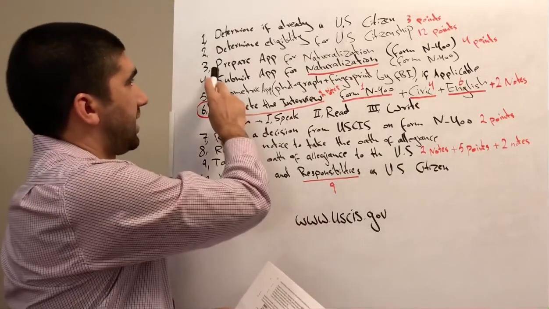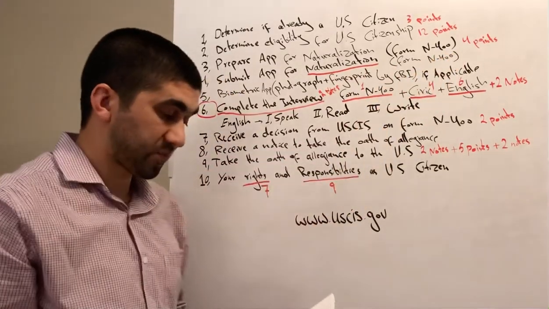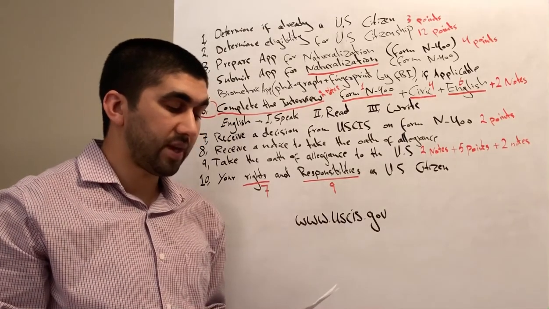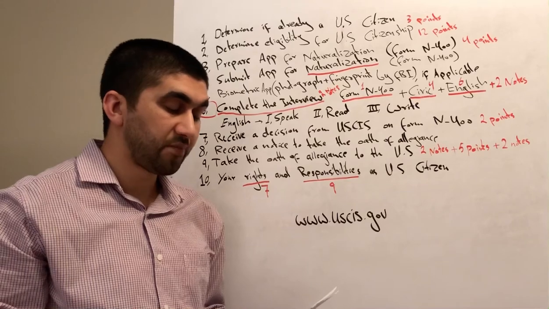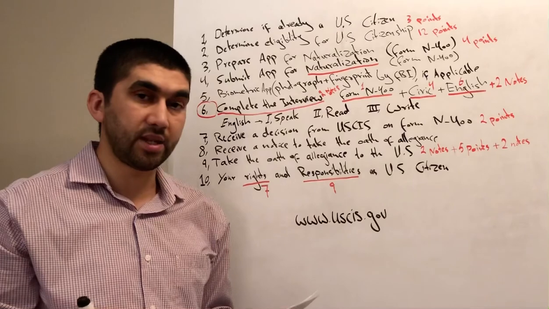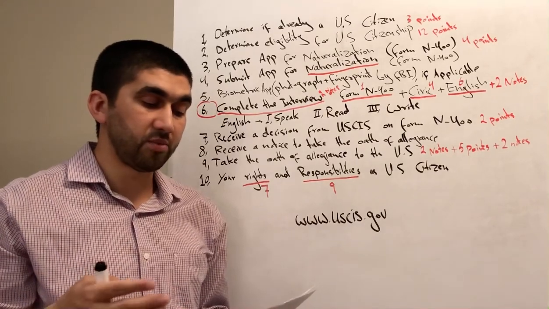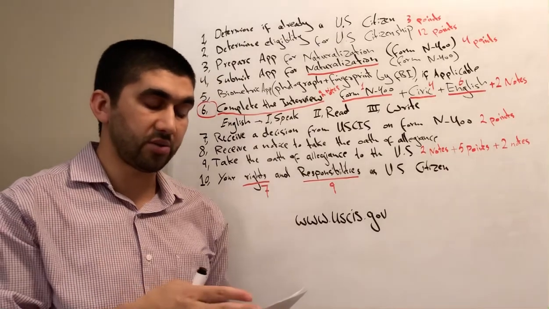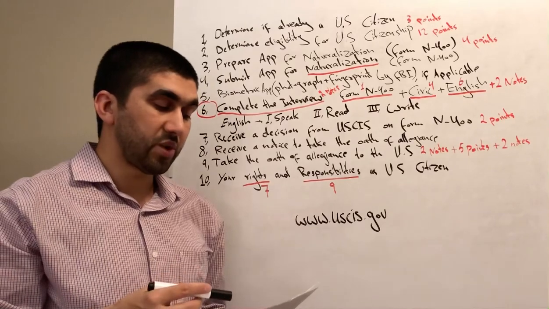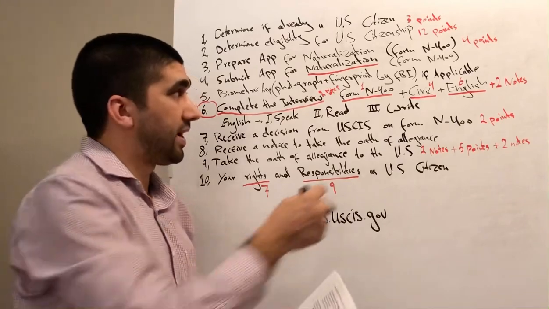Once you are done with number 3, we have 4 points here. The first point says prepare Form N-648 for disability and or mental developmental problem. If somebody has a kid or a family member with a mental developmental problem or disability, they're required to fill out the Form N-648.